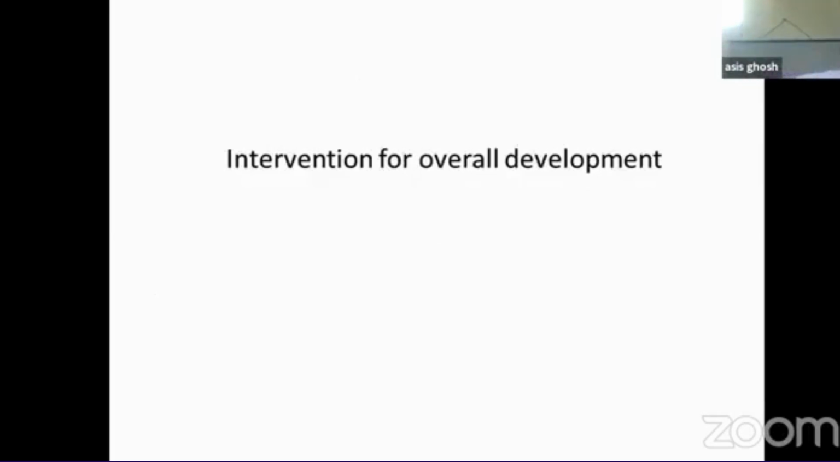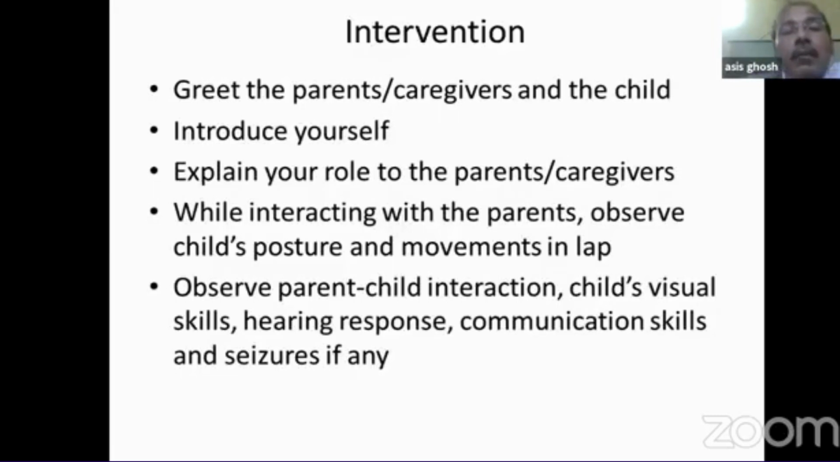Now the most important part of it is intervention. Let me start with certain very basic things which we often overlook or tend to forget during our interaction with the families, like greeting the parents and greeting the caregivers. As soon as they come to you, you need to greet the child as well. You need to introduce yourself, who you are, what your role is, and what you are going to do. Explain your role to the parents and caregivers in very simple language without using medical jargon.